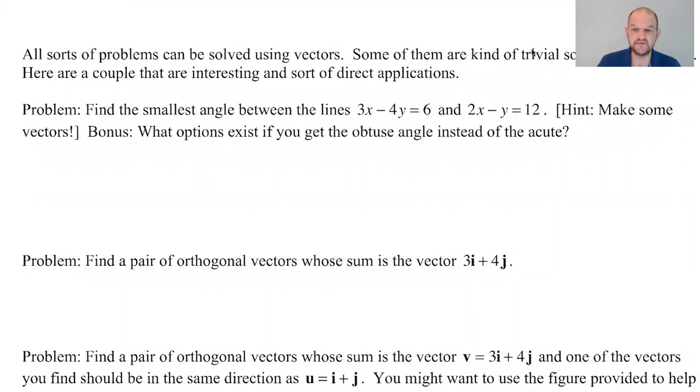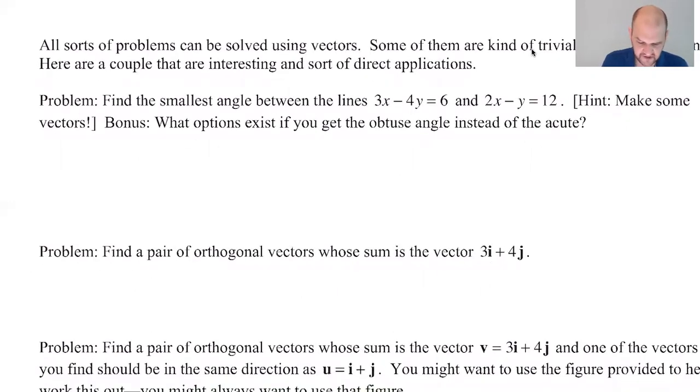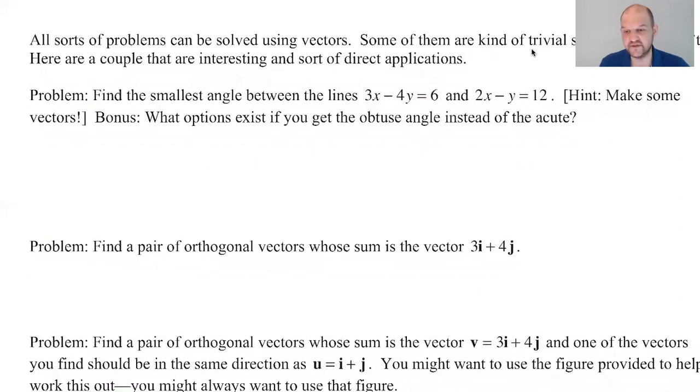But we'll see. So this page is all about using vectors. Most of the way from here to the end is doing types of problems that we can solve using vectors. So let's see what we got here. Find the smallest angle between the lines 3x minus 4y equals 6 and 2x minus y equals 12. All these problems we're going to try to use vectors, even if we know another way to do it, just to get a sense of what's going on. So this first line here, do I know anything about it?